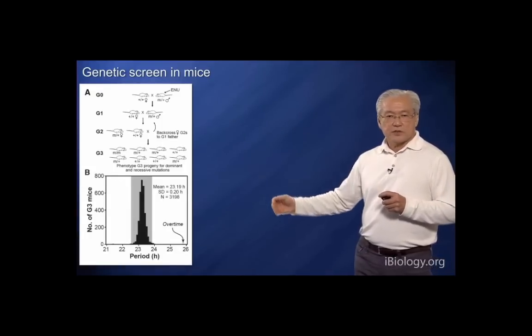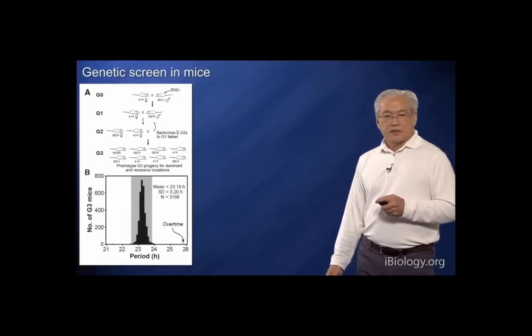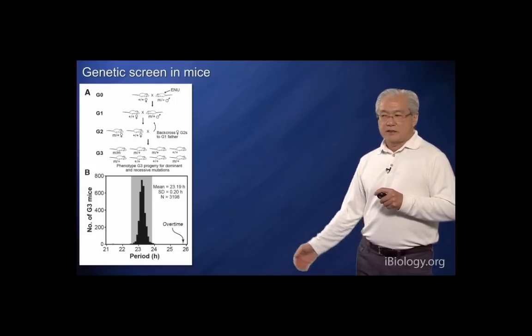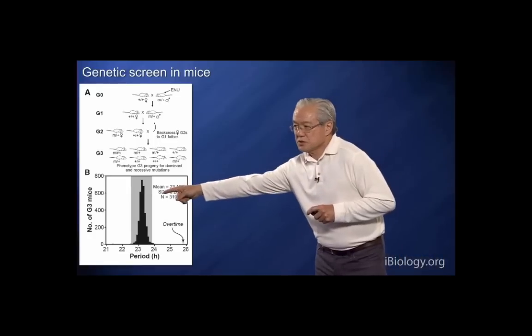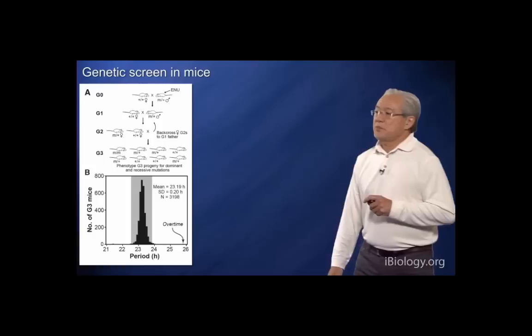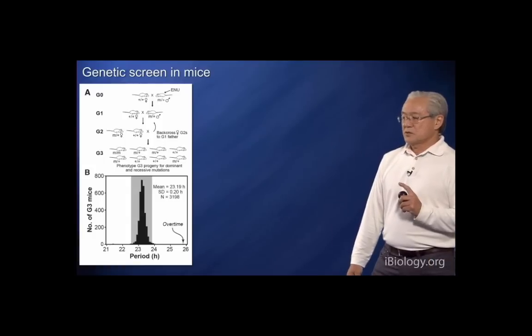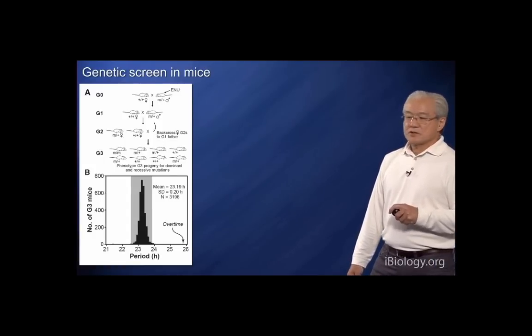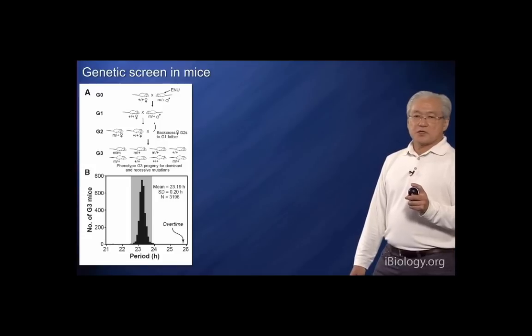shown here where we use circadian rhythms, this particular screen we screened over 3,200 mice. And this histogram here shows you the distribution of period values, similar to what I discussed in the first lecture, for these 3,000 mice. What's remarkable about this behavior is how similar each of the mice are to each other.